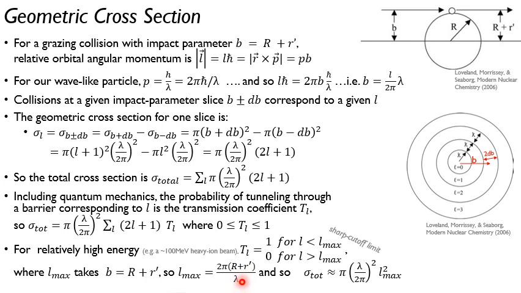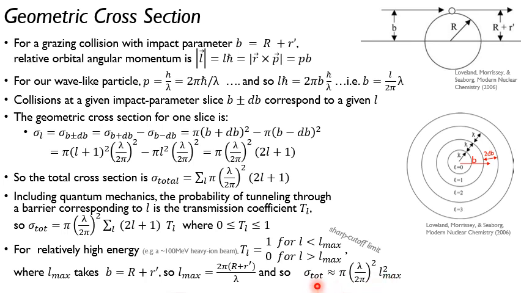Now, we're only summing up to some L max. You can see later that if you sum over all integers from 0 up to some number of 2L plus 1, that sum is approximately equal to the maximum that you sum up to squared.